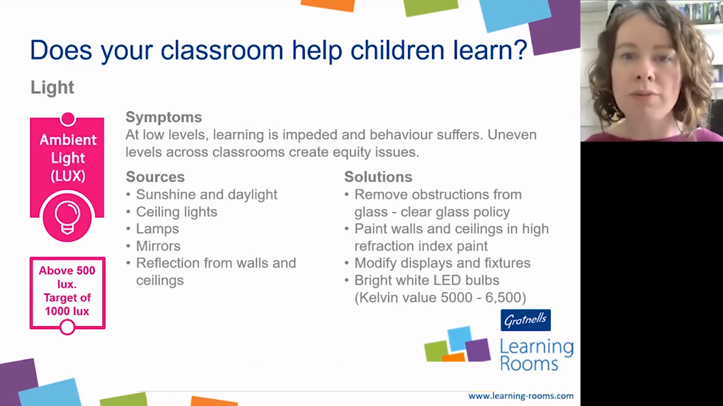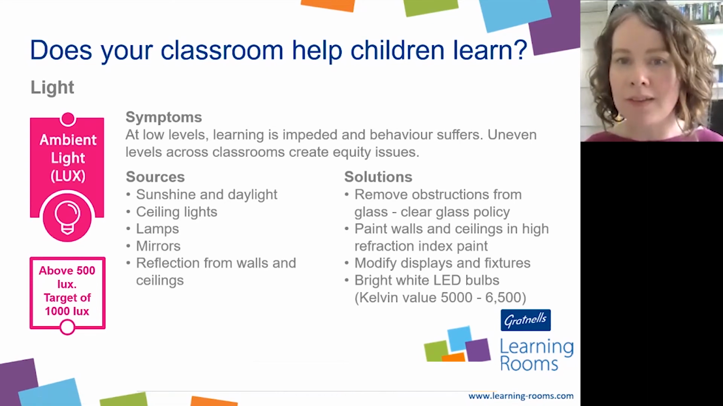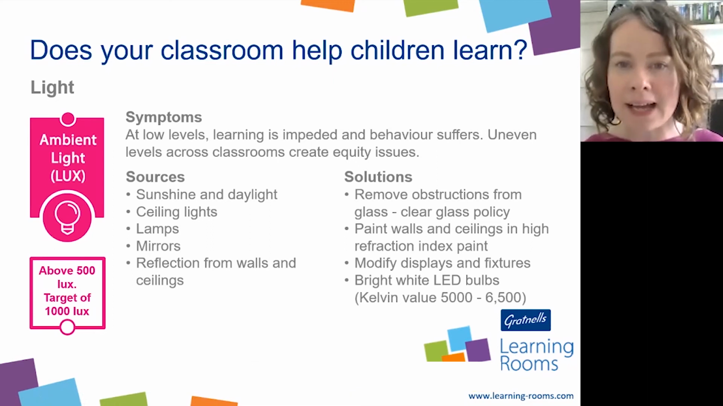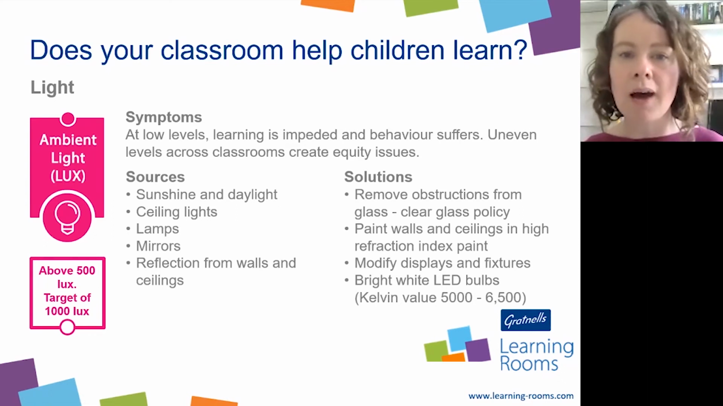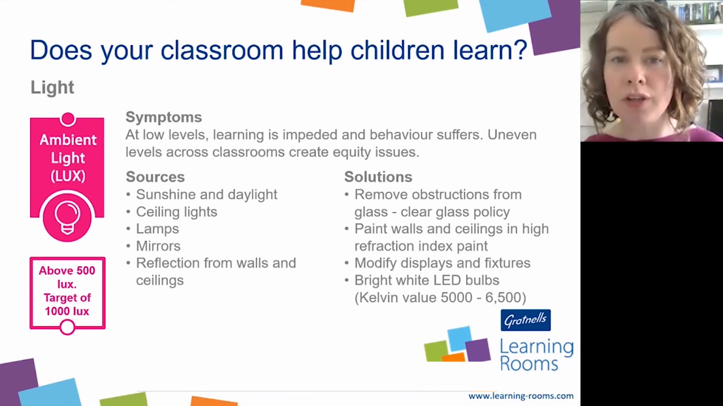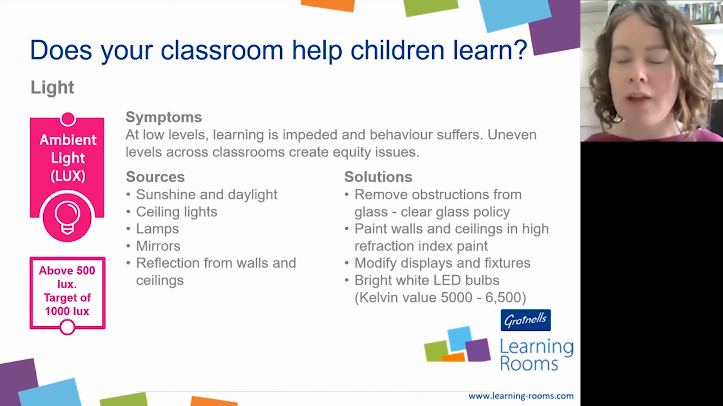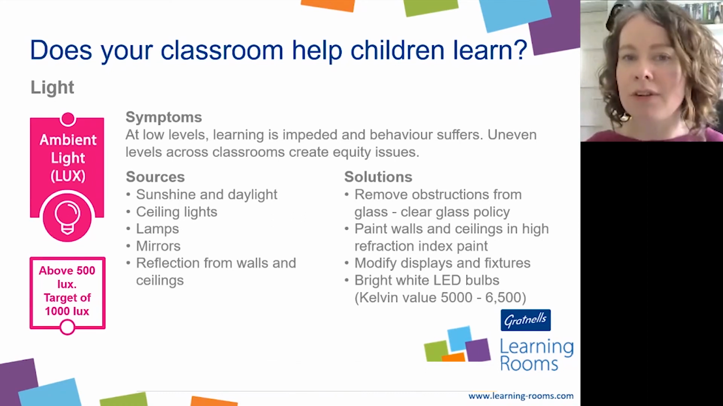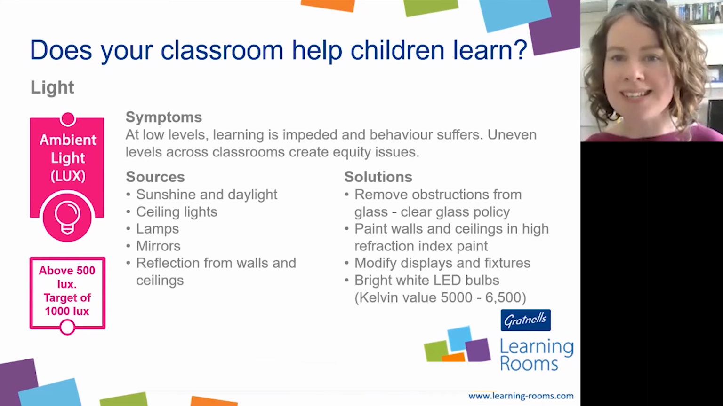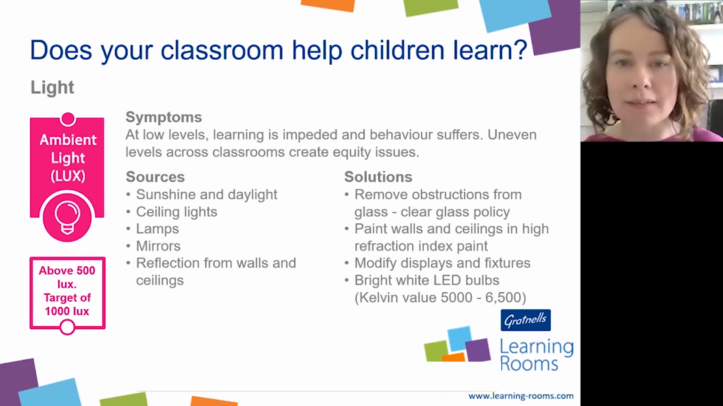And our solutions, you can remove obstructions from glass. Many of the schools that we've worked with introduce a clear glass policy throughout the school to increase light as much as possible. We can paint our walls and ceilings in high refraction index paint to bounce the light around, and modify our displays and fixtures to avoid use of dark colours. If we're picking bulbs, we're looking for bright white LED bulbs with Kelvin values of between 5,000 and 6,500. These are known as natural or daylight LEDs.